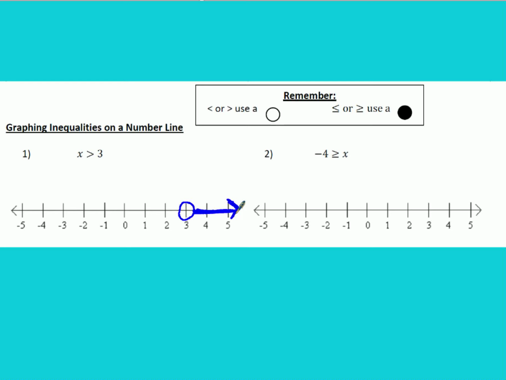And I'm going to draw an arrow showing that we could keep going. Any number past this to the right is going to work here. Now, another way you could think about this is whichever side of your inequality sign is touching the variable, we're going to shade either to the little numbers or the greater numbers. So right now, the bigger side of our inequality symbol is facing our variable.